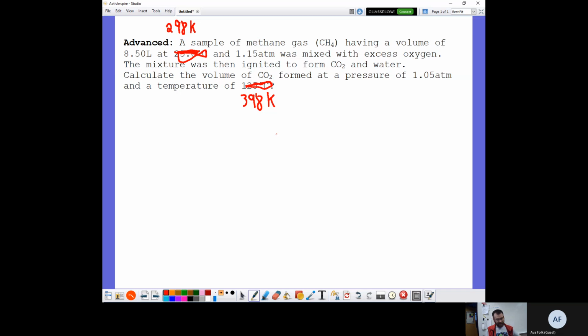Now, I also realize my calculator is far, far away from me, so let's grab a new one. All right. So I like to double check my math when I'm doing things.